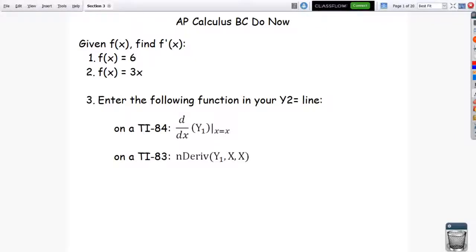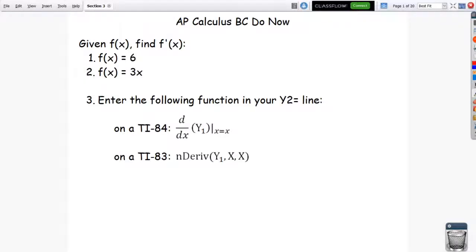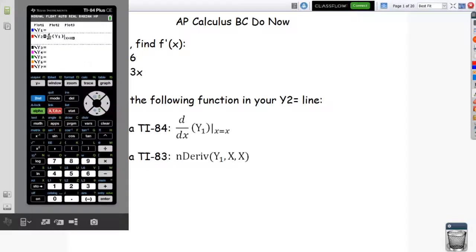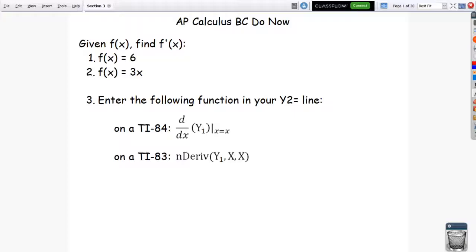All right, welcome back, and we are going to be proceeding into all of the rules for derivatives. So you can see this is our do now right now. I'm going to ask that you guys just do what's in the do now, and we're going to proceed from there. I want you to find f prime of x for f of x equals 6 and f of x equals 3x, just using that limit definition from 2 sections ago, and then plug this into your calculator. If you're wondering what your calculator should look like, that's what your y2 should look like. So pause, do that, and then we're going to come back.